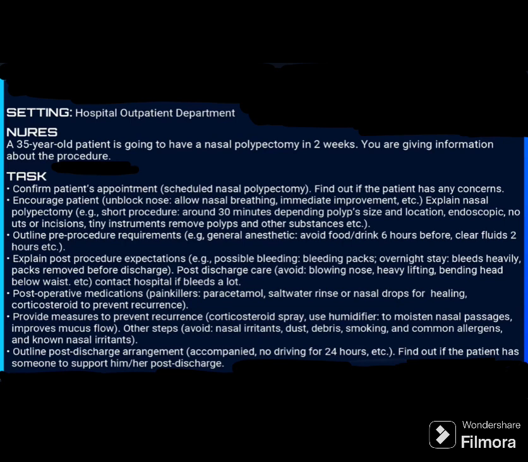So the next task is post-operative medication like painkillers, paracetamol, salt water rinse or nasal drops for healing, corticosteroid to prevent recurrence. So we can tell that, Mr. James, I would like to explain you some more things regarding your medication. After your discharge, doctor will prescribe you some painkillers for your pain relief such as paracetamol, and you will be advised to take salt water rinse or nasal drops for healing. Moreover, in addition, you will have corticosteroid to prevent further recurrence.